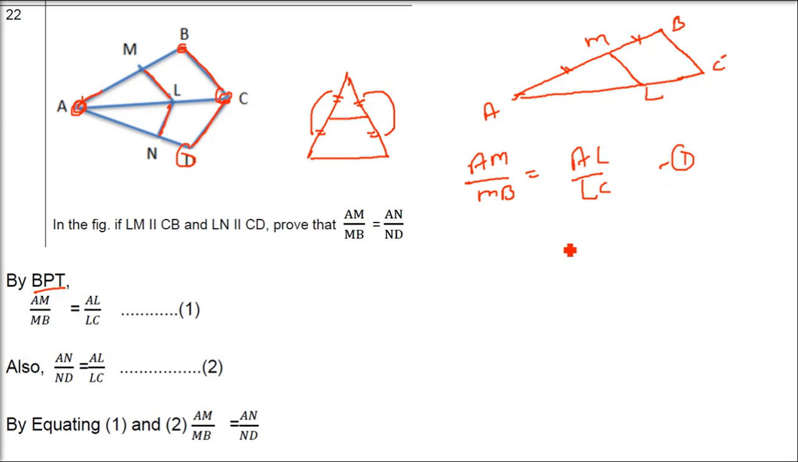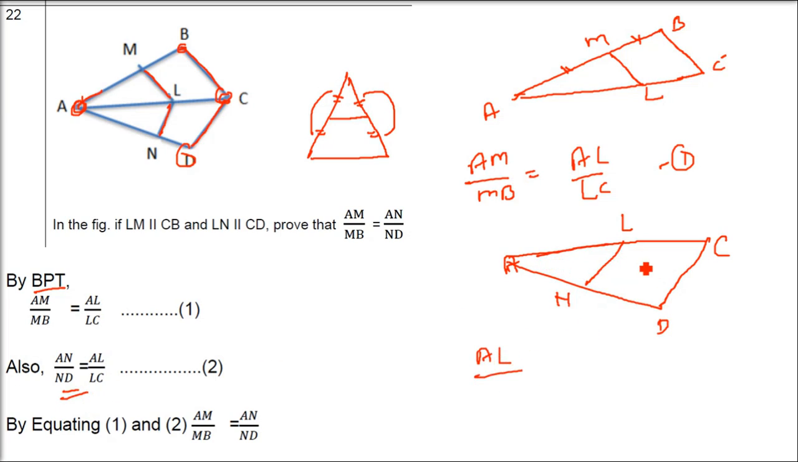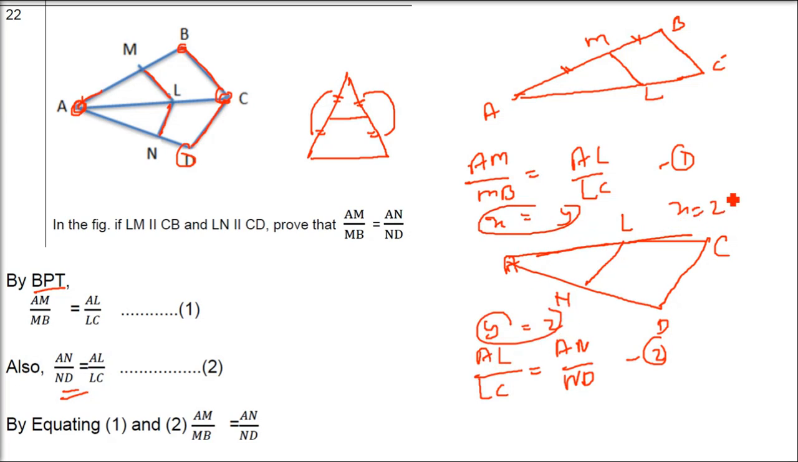And now coming to triangle ADC or ACD, another triangle with the common side AC in both. In triangle ADC, we have a line which is parallel to CD. LN is parallel to CD. So when we apply this BPT, AL by LC will be equal to AN by ND. So this is relationship number 2. If I say this is X, this is Y, this is Y, this is Z, if X is equal to Y and Y is equal to Z, that means X will be equal to Z.